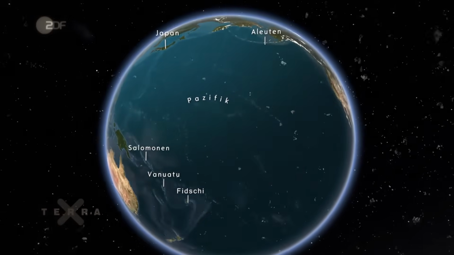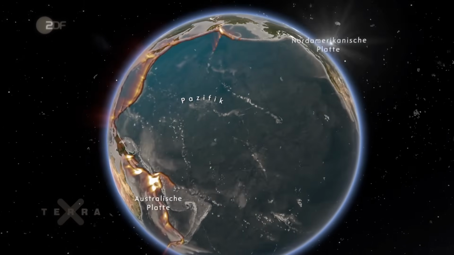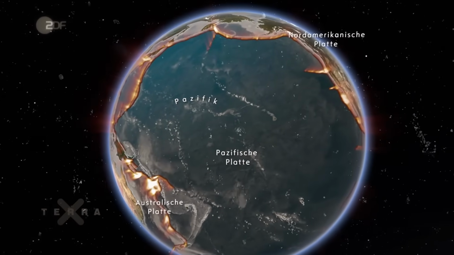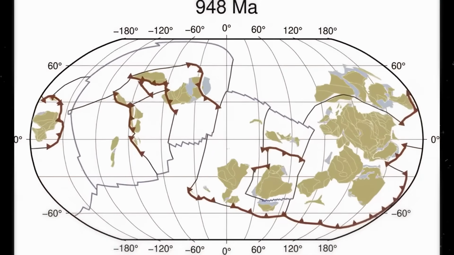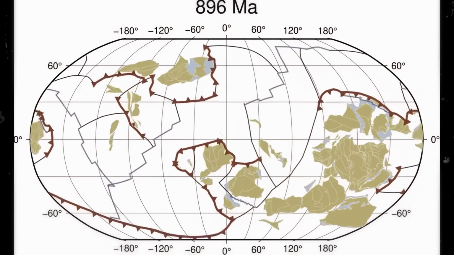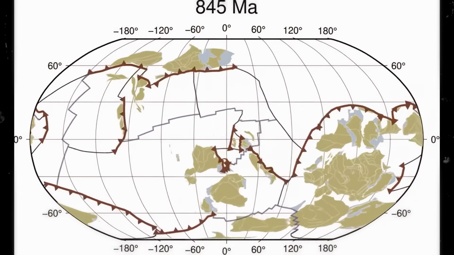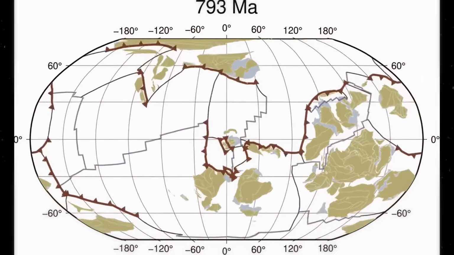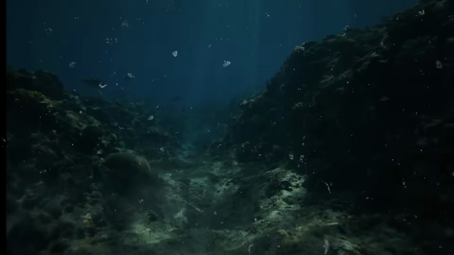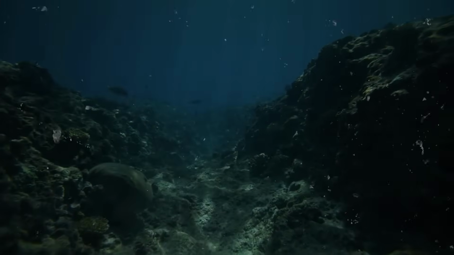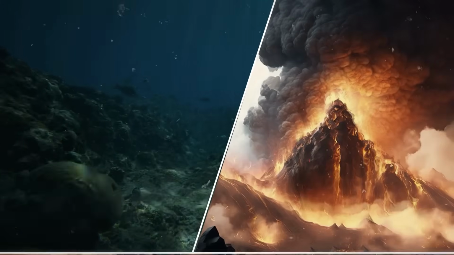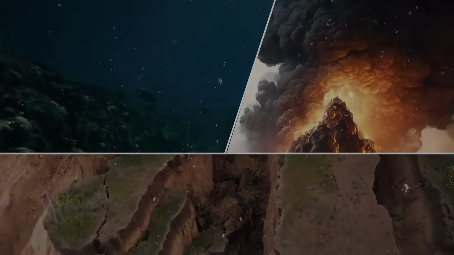The Ring of Fire follows the meeting points of multiple tectonic plates, and they all surround the giant Pacific Plate. These plates aren't just sitting still, they're always on the move, pushing against or sliding beneath each other at their boundaries, known as fault lines. When this happens, you get everything from deep-sea trenches to towering volcanoes and violent earthquakes.